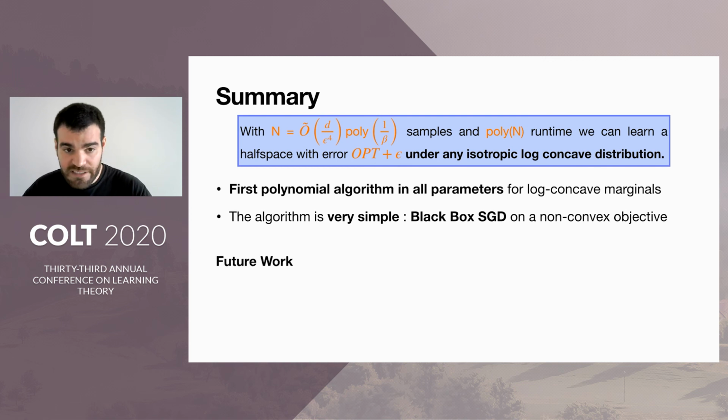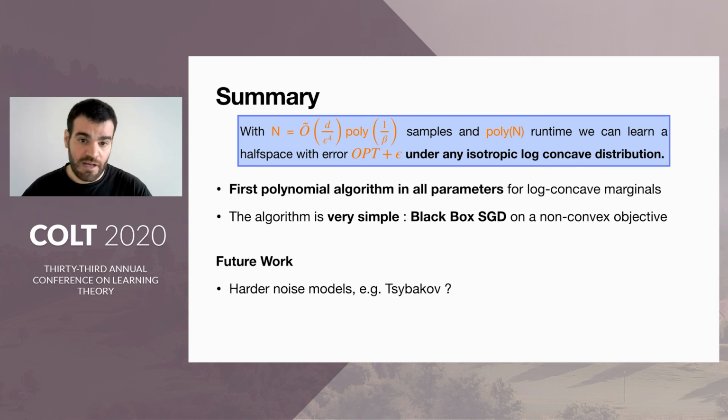So there are also many interesting problems for future work. In particular, there are harder noise models that are still easier than adversarial noise. For example, the Tsybakov noise model. And it would be very interesting to understand whether there are polynomial time algorithms for learning half spaces under these harder noise models.